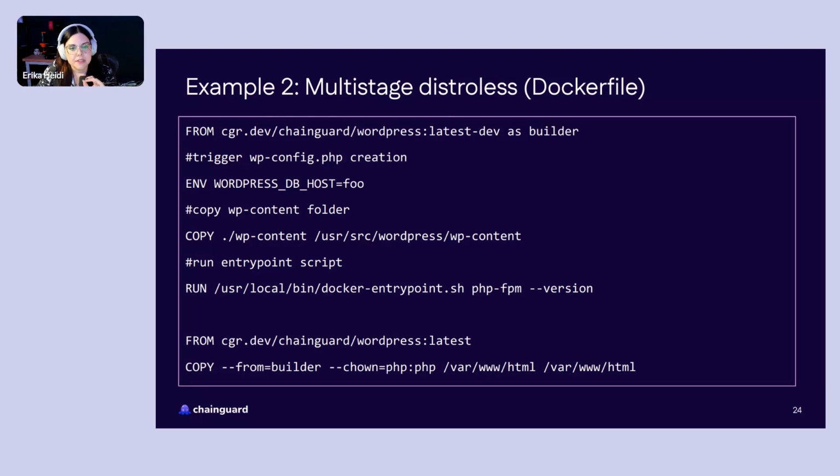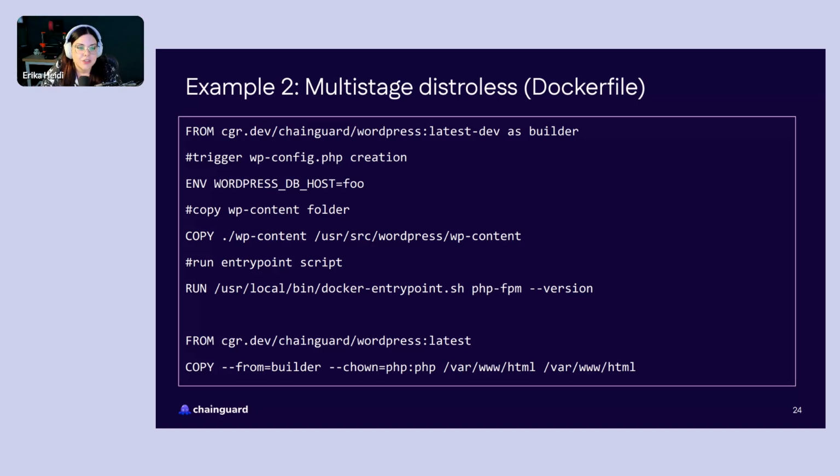So after setting one environment variable just to trigger the creation of the WP config file, we're going to copy the wp-content to the location of the source of the files, that is /usr/src/wordpress/wp-content. So any customizations will go to the source. And then we finally run the entry point script.